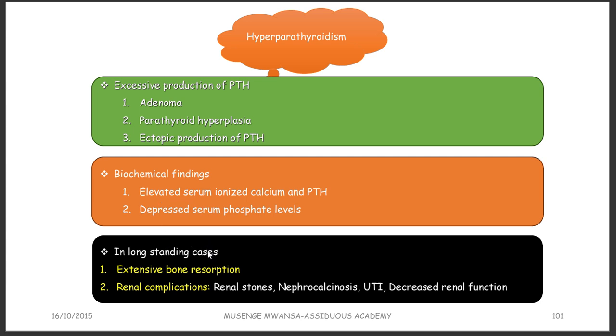And then in long-standing cases, there's going to be extensive bone resorption. Remember, parathyroid hormone is involved in bone resorption. And then there will also be problems with the kidney, like renal stones, nephrocalcinosis. There's also urinary tract infection, and a decrease in renal function.